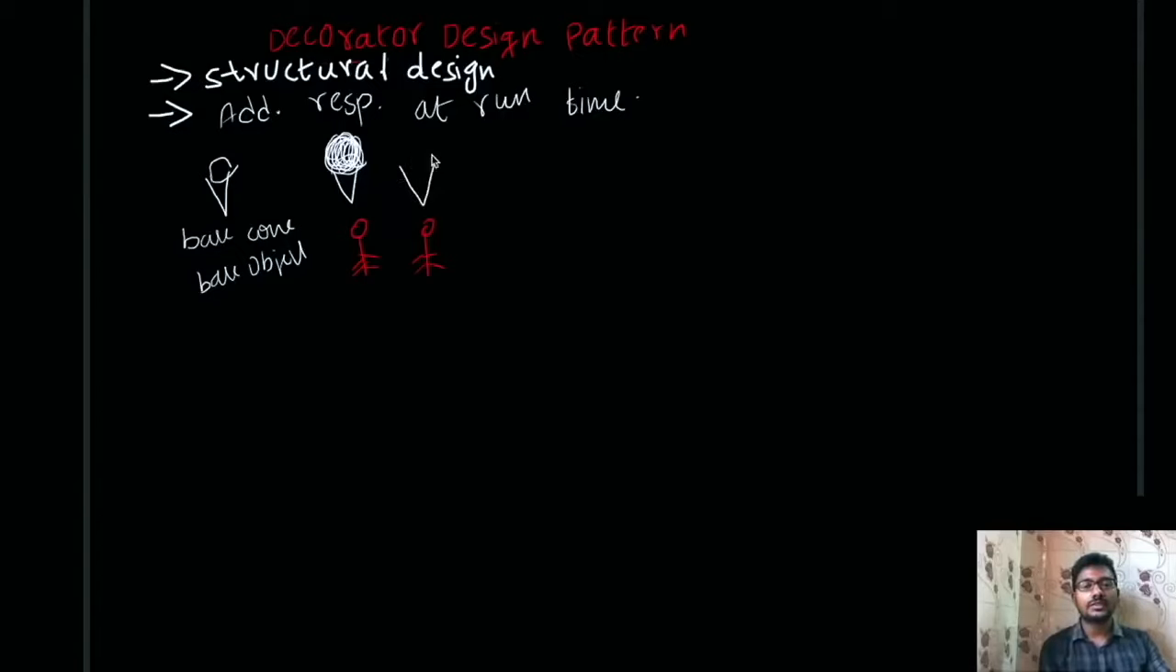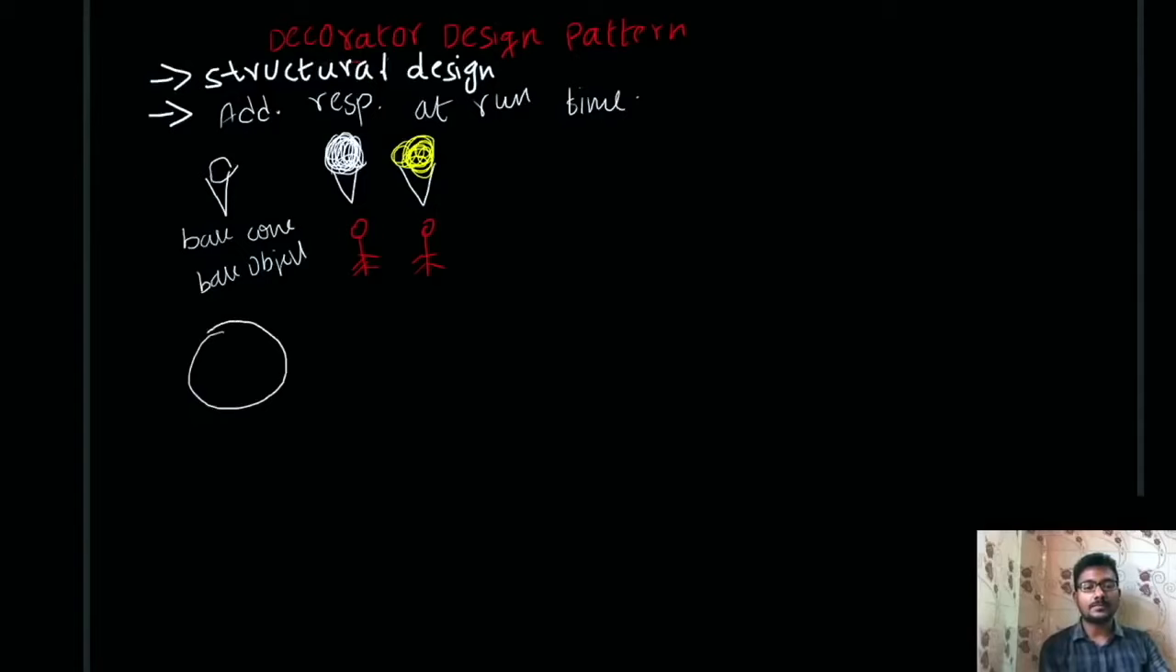So here the vendor is filling the chocolate at runtime. Here chocolate is the additional responsibility added to the base object at runtime. So this is another scenario in real life. So we will try to cover another example.